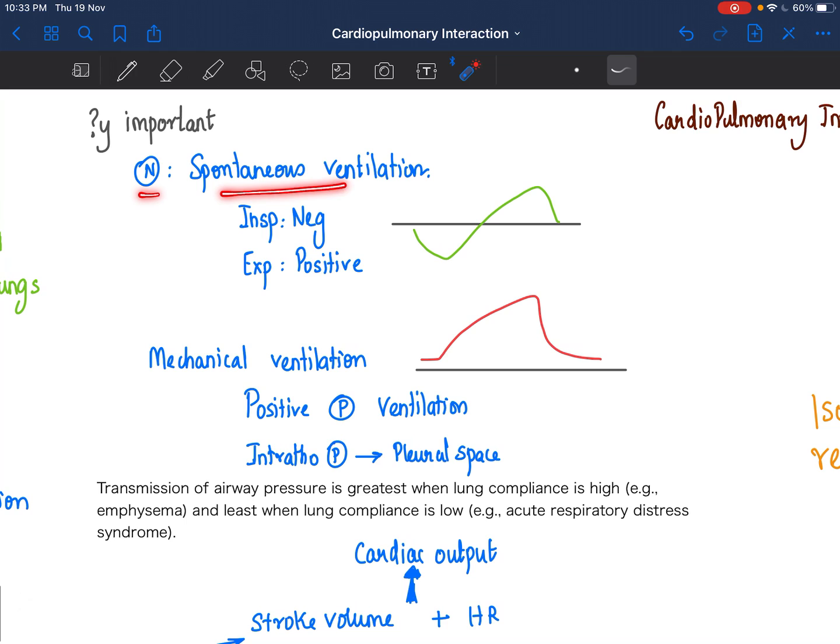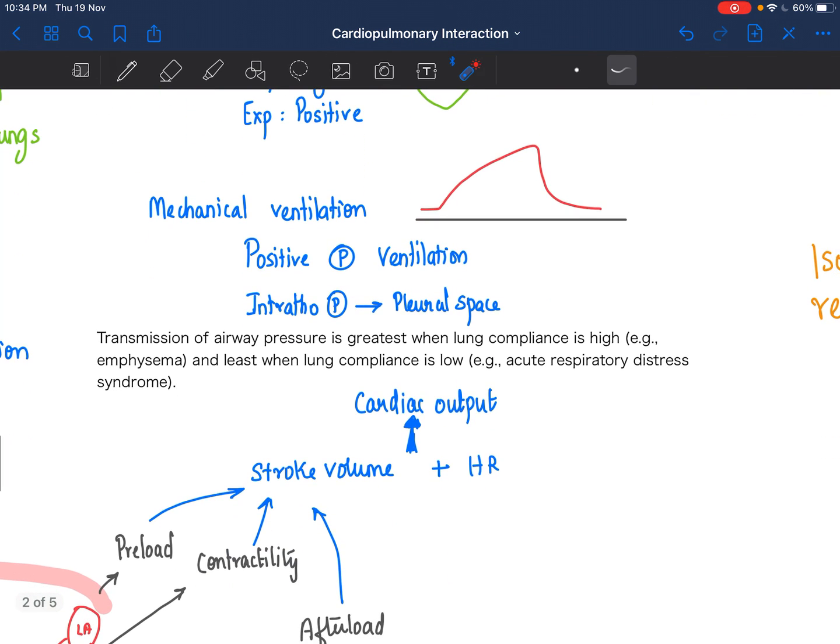Normal spontaneous ventilation, what do we know? Inspiration is negative, correct? Expiration is positive. Whereas in mechanical ventilation, it's a positive pressure ventilation that we usually give in our pediatric ICU and acute care settings. Positive pressure ventilation means what? It is positive pressure, right? Inspiration is positive, not negative, and the pressure is generally transmitted into the pleural space.